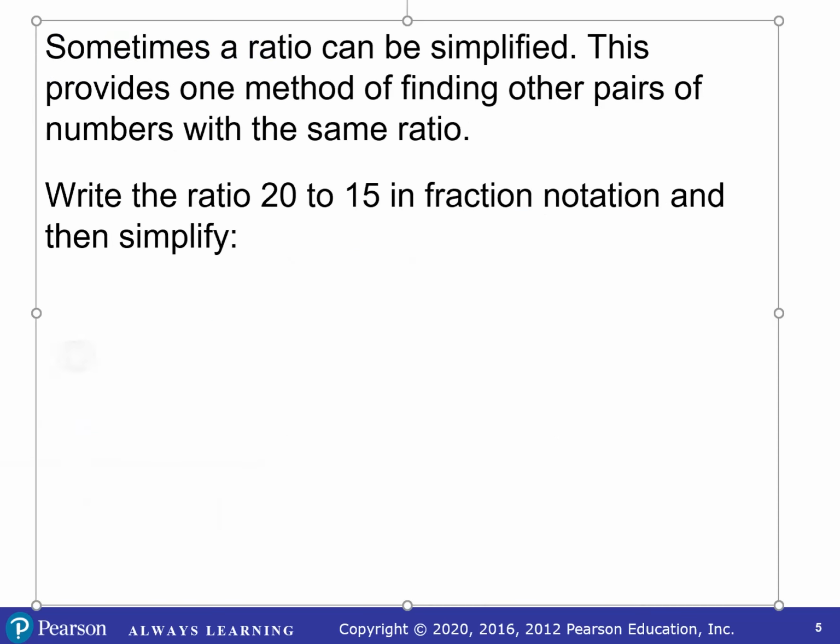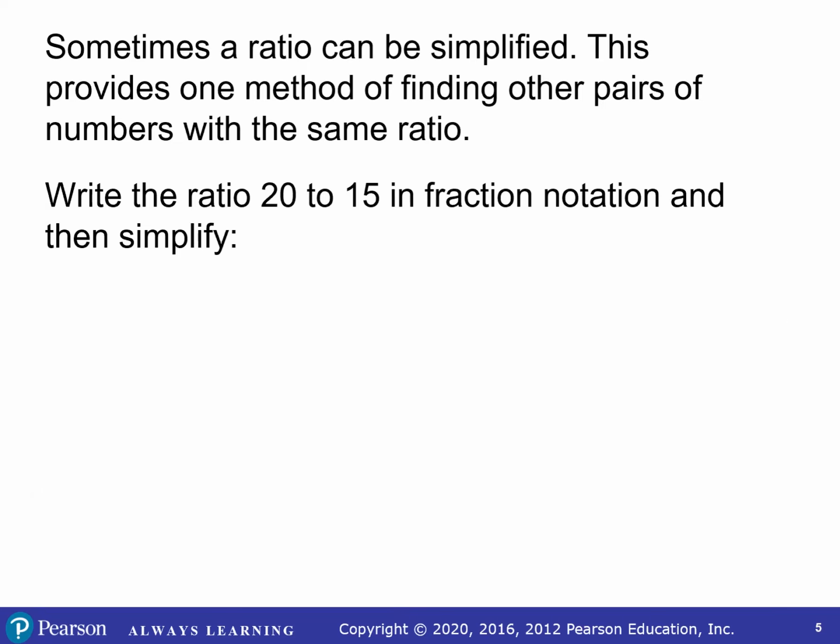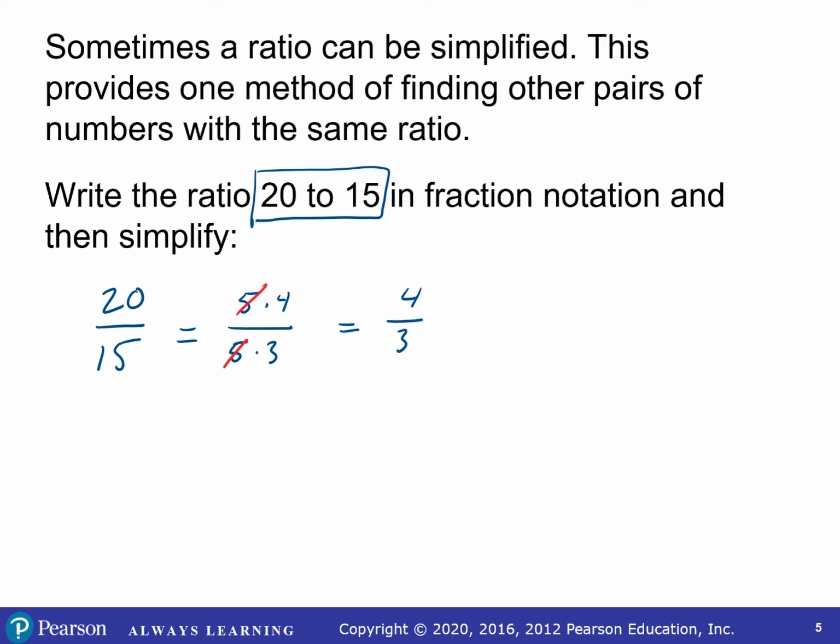Sometimes the ratio could be simplified. So for example, write the ratio 20 to 15 in fraction notation and then simplify. So this 20 to 15 would be 20 over 15. That's the unsimplified ratio. Since 20 is 5 times 4 and 15 is 5 times 3, they have this factor of 5 in common, so we could cancel that off, and we get the simplified ratio. We call this an equivalent ratio, 4 over 3.